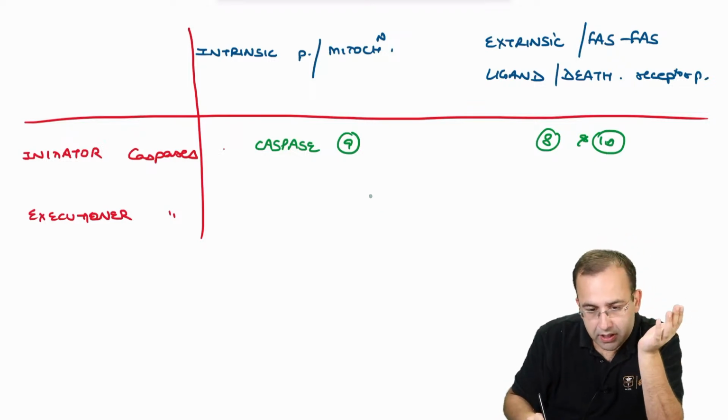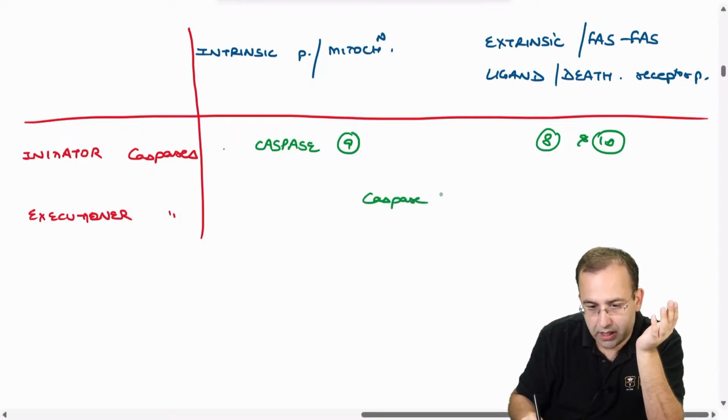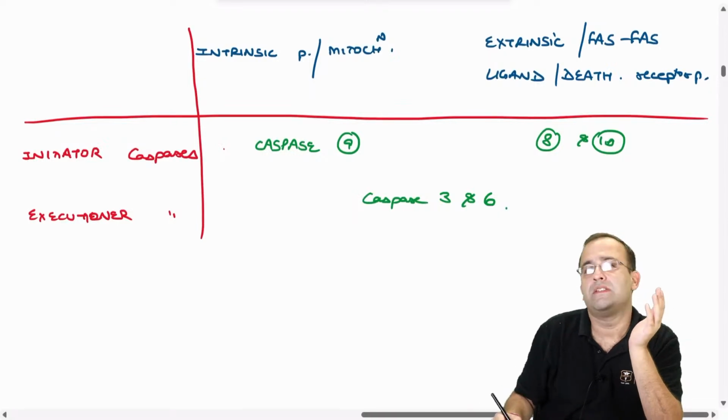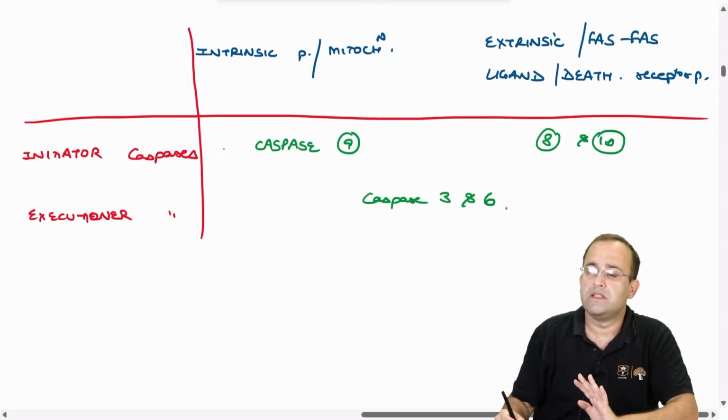So the executioner caspases are caspase 3 and 6. These are the caspases associated.